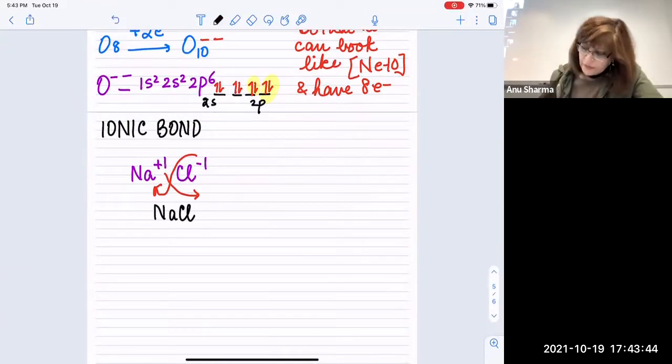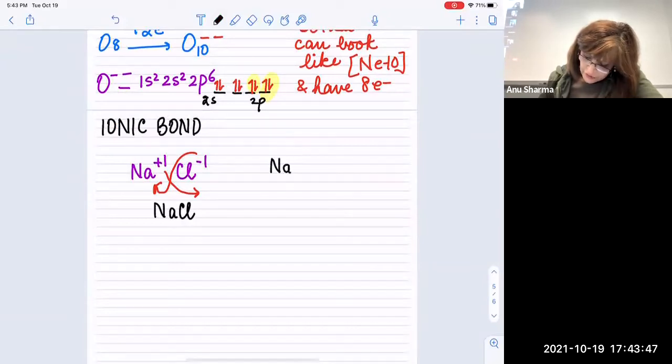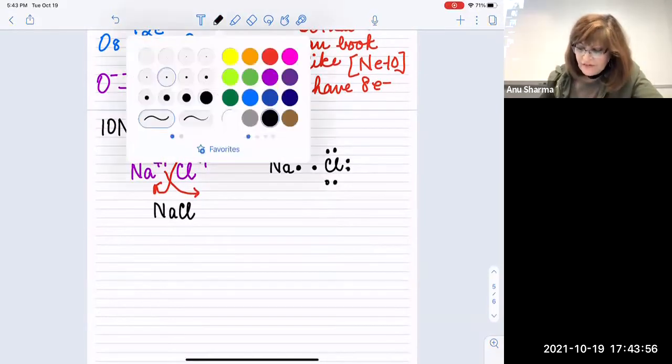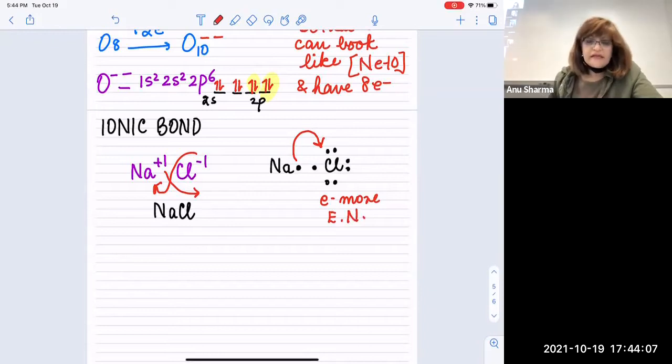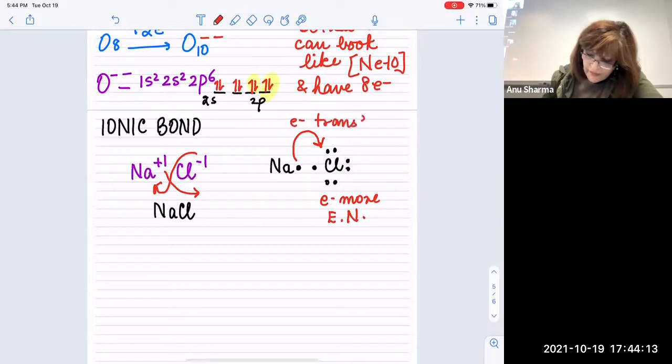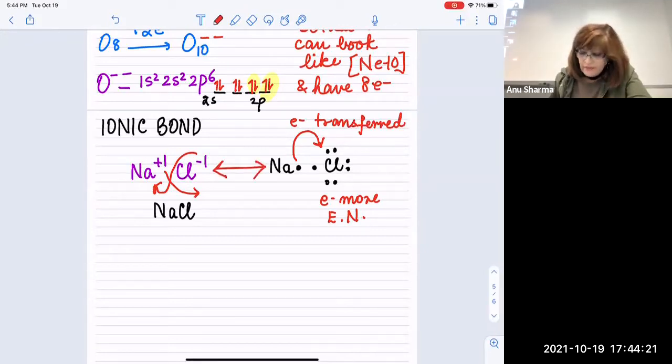In other words, here is sodium with its 1 electron, and here is chlorine with its 7 valence electrons. What happens is that this electron goes completely to chlorine. Chlorine is more electronegative, so it will pull that 1 electron automatically, and the electron gets transferred to chlorine completely. That is what leads to those charges. That is an ionic bond. Okay, let's look at the scenario with aluminum.